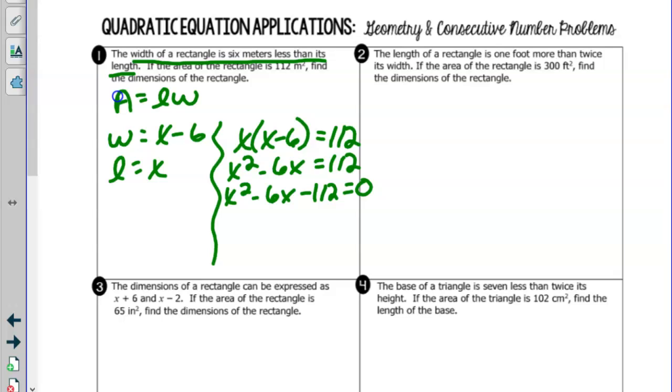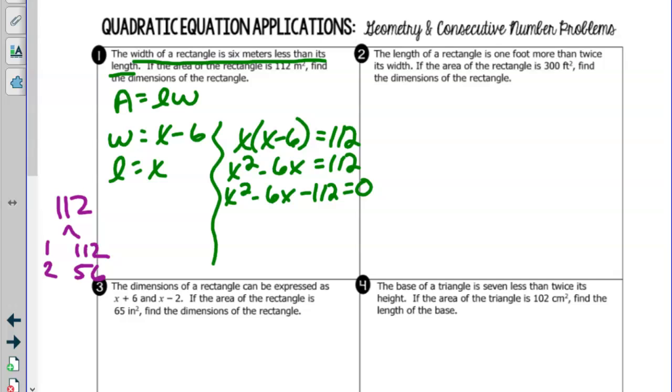You have to do it on your own then. You could do it off to the side with 112. Start listing the factors like 1 and 112, 2 and 56, and keep on going until you get it. Remember, we need to get negative 6.